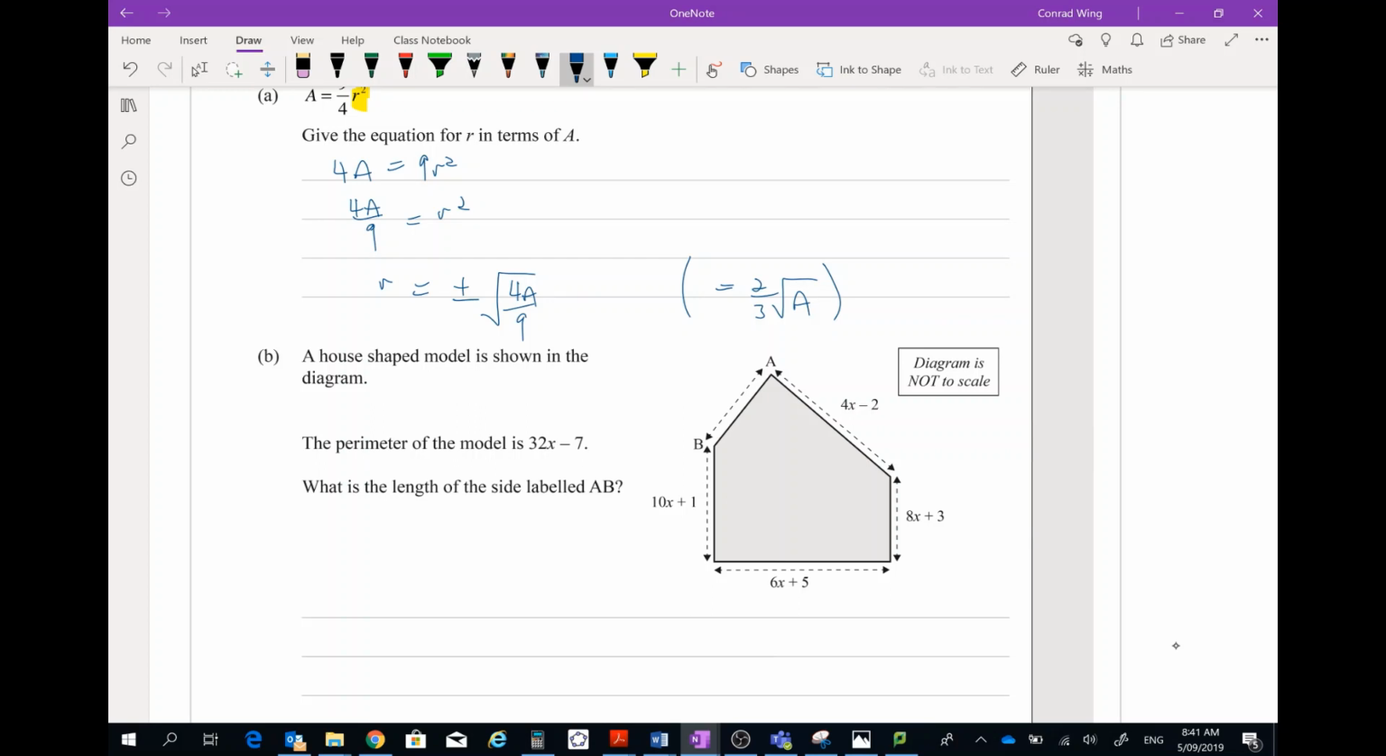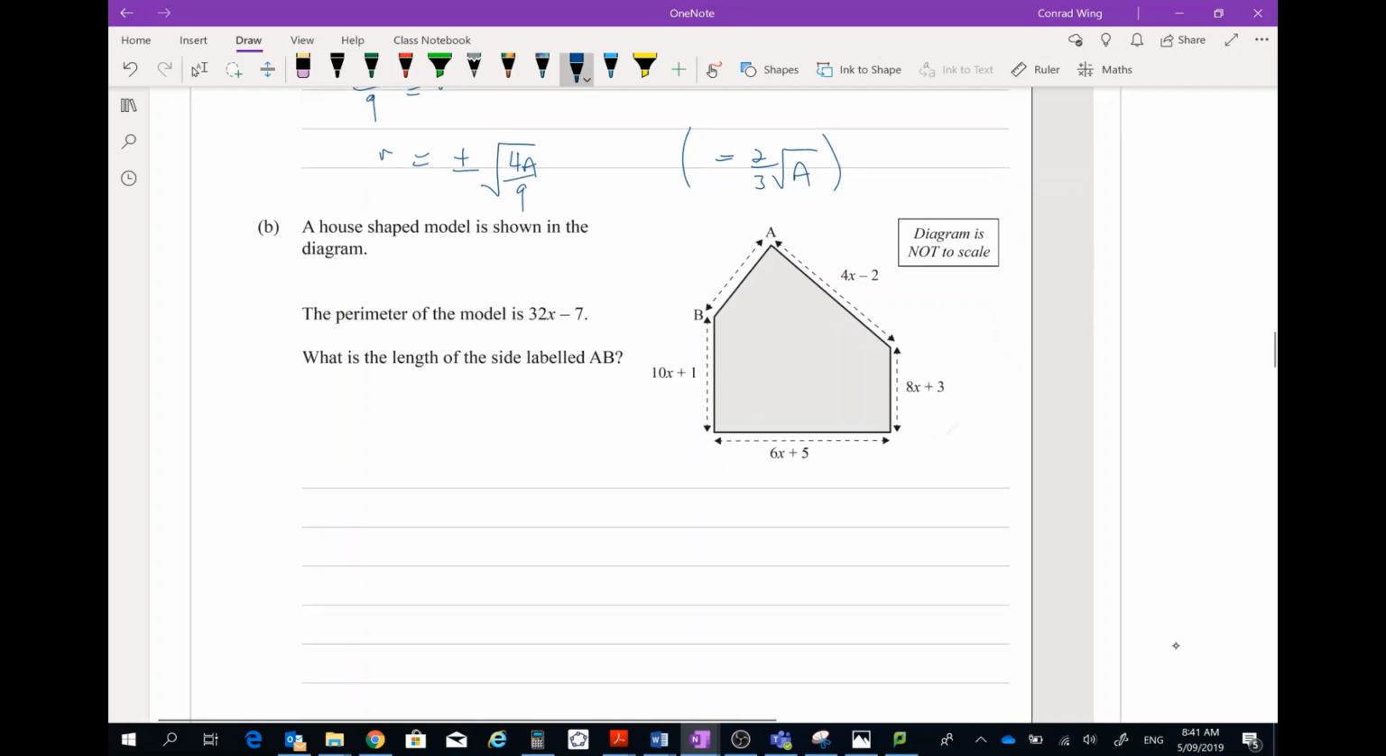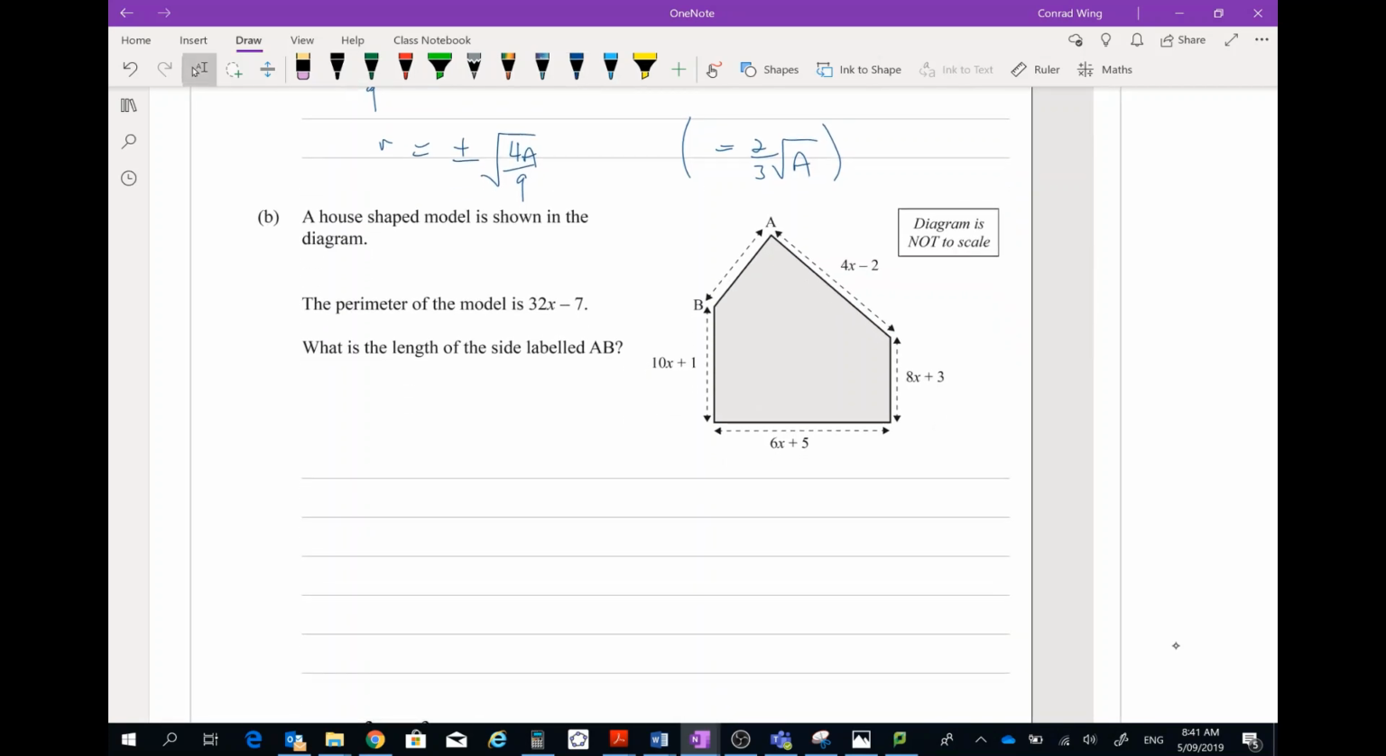Okay, next one. Shall we go on to the next one? Yeah. This one says the perimeter of the outline of this house is a pentagon essentially, and they tell you what the perimeter is. So you've got to add together all the sides, including AB. Anyway, let's just do it.